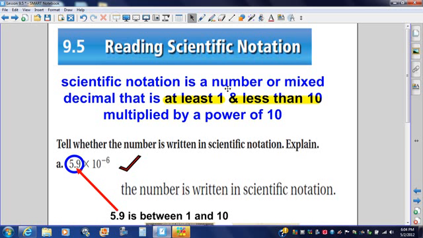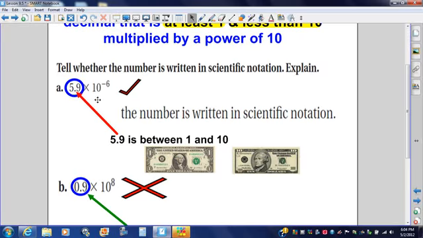Scientific notation is a number or mixed decimal that is at least 1 but less than 10, and it's also multiplied by a power of 10. So let's take a look at a couple examples here.